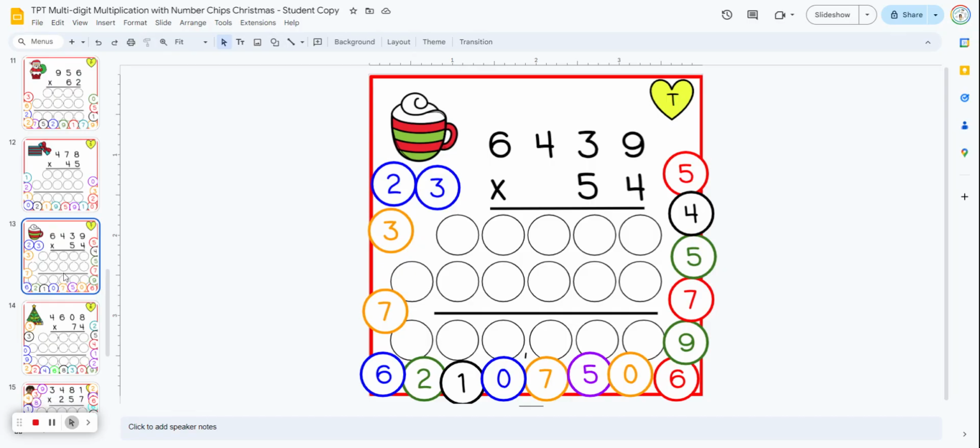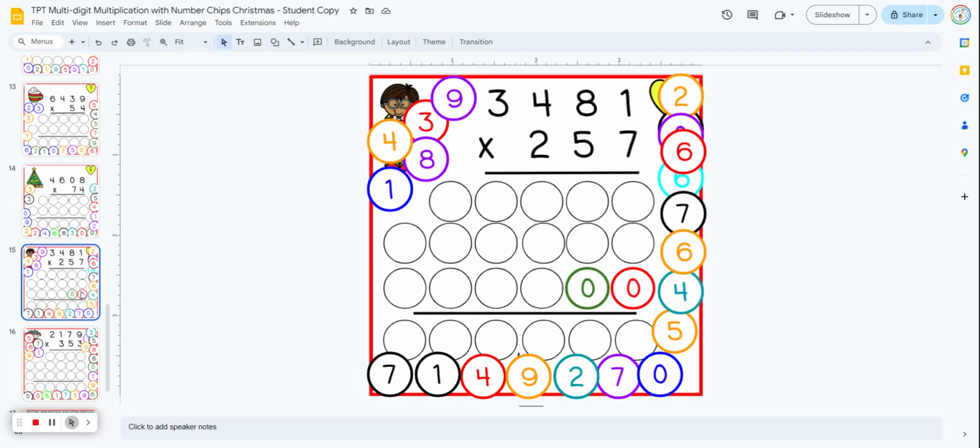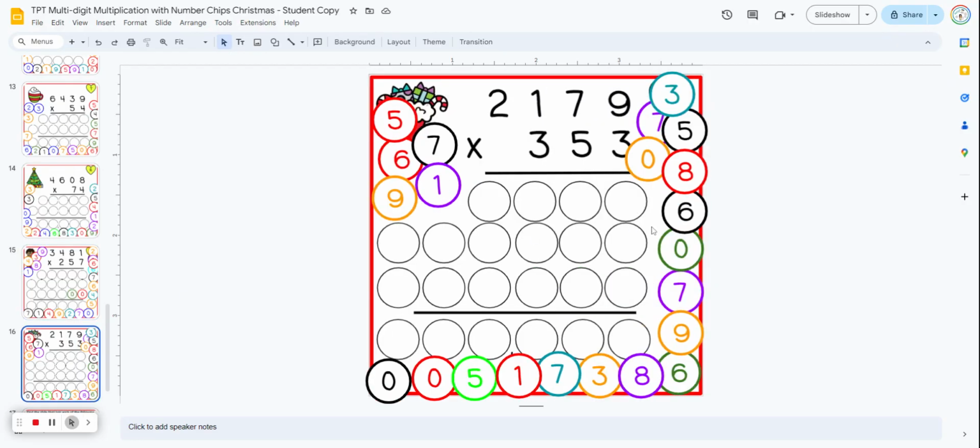Now a 4-digit by a 2-digit, a couple of those, a 4-digit by a 3-digit, and here it already has the zeros placed in this third row. There would be 2 zeros because they're multiplying by 200, not 2. And then the final problem, they have to place all of the zeros themselves.